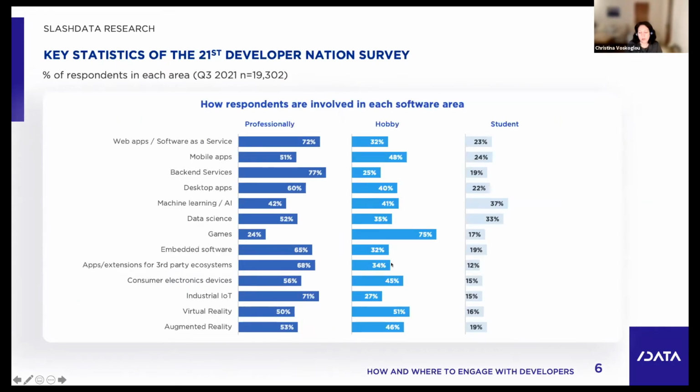We often get the question, do you have to cover enterprise developers, for example? Yes, we do. We have professionals in all sorts of company sizes. Can't show you everything here today, but we do ask them how they're involved in these development areas that I explained, that we track. And as you can see, we have a mix of professionals, hobbyists, and students across all areas.